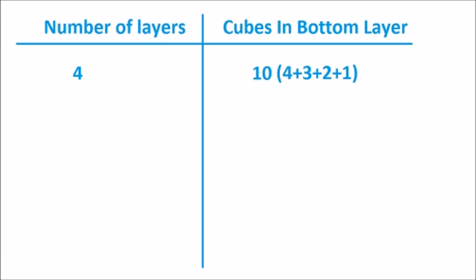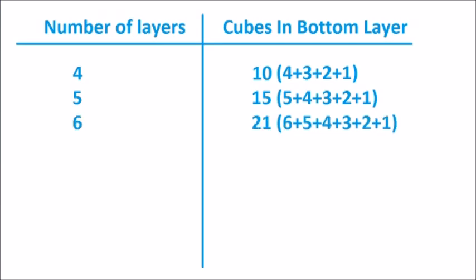Now, if we added an extra layer, if there were 5 layers in other words, then the number of cubes in the bottom layer would be 15, which is equal to 5 plus 4 plus 3 plus 2 plus 1. If we added a 6th layer, then the number of cubes in the bottom layer would be 21, which is equal to 6 plus 5 plus 4 plus 3 plus 2 plus 1. Have we noticed a pattern yet? Well, if we have, why don't we find the number of cubes in the bottom layer if the figure had between 7 and 13 layers?